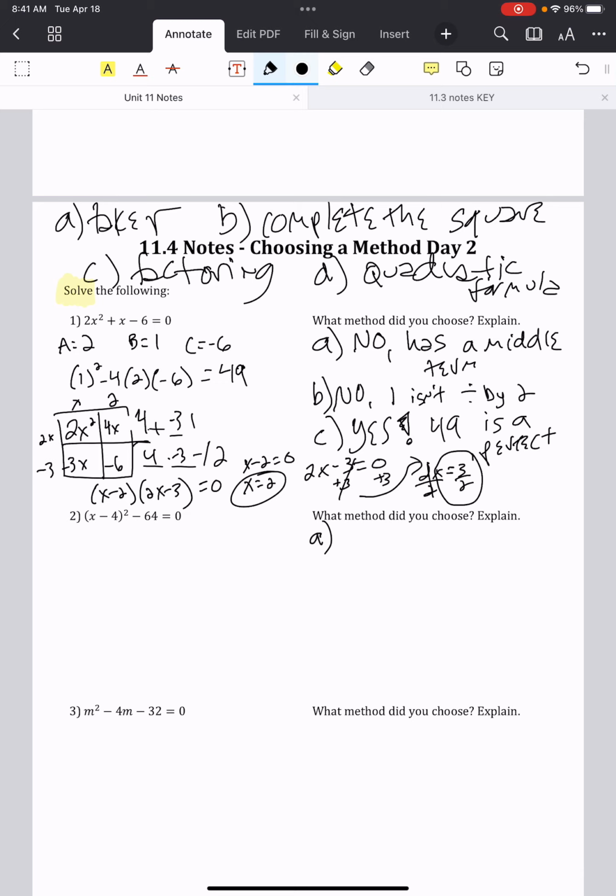Should I use A? Should I take square roots? Yep. It's already in vertex form, right? So we don't even need to check any of the other methods because it's A, because it's already in vertex form. Don't forget to go back and look at your 11.3 table to help too. Oh, I think I have it right here.